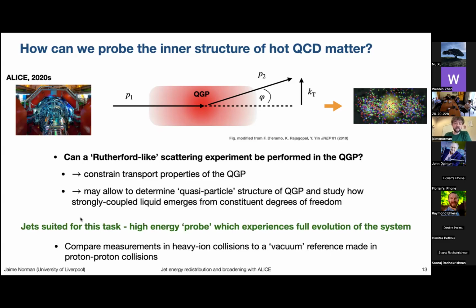But jets are suited for this task. So we produce jets in these collisions, and then they experience the full evolution of the system. So this is a more complex task than these other examples that I've given. But this is one of the main goals of jet measurements in heavy ion collisions. To do this, comparing heavy ion measurements to a vacuum reference in proton-proton collisions is crucial.